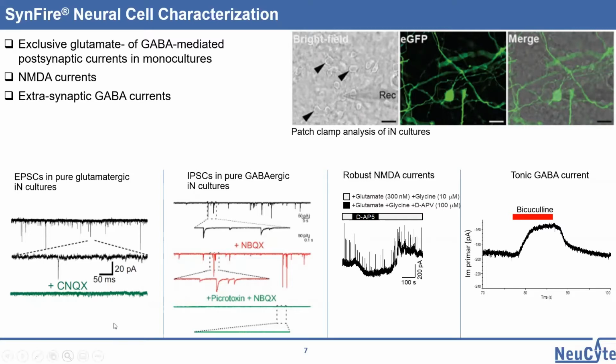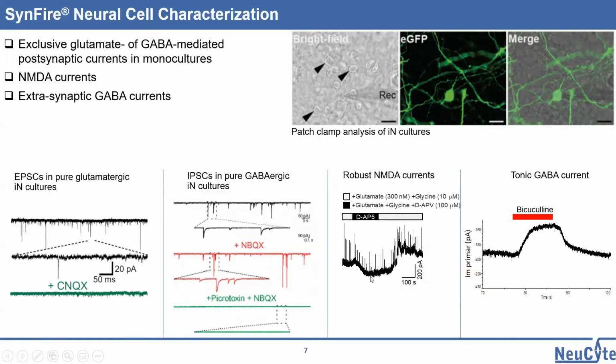So in this case, if we co-culture only the excitatory glutamatergic neurons, we can only measure excitatory postsynaptic currents that we can completely block by AMPA antagonists. And if we only co-culture the inhibitory neurons, we see the same for inhibitory postsynaptic currents that we can then block with GABA antagonists such as picrotoxin. Besides GABA and AMPA, we also have robust NMDA currents that we can measure in the mature neurons, as well as tonic GABA currents.